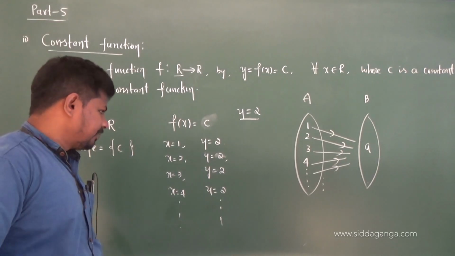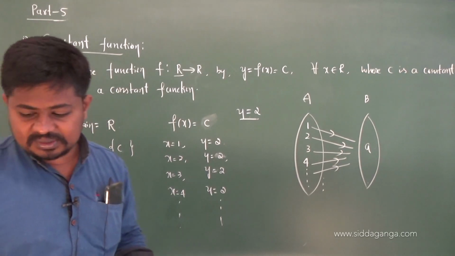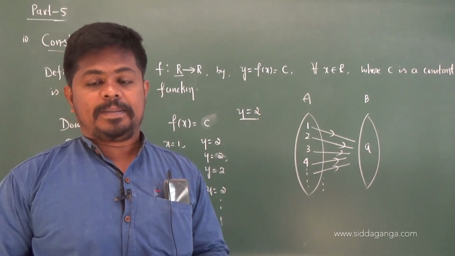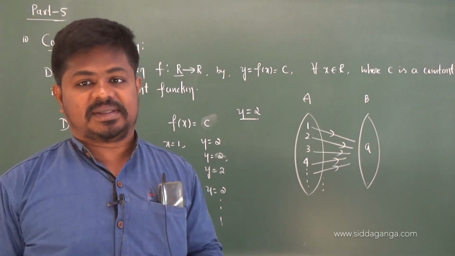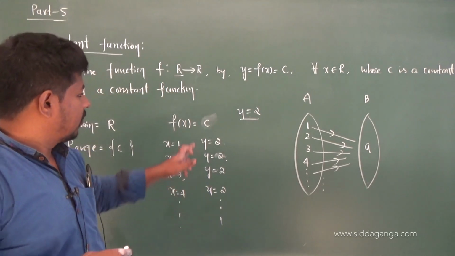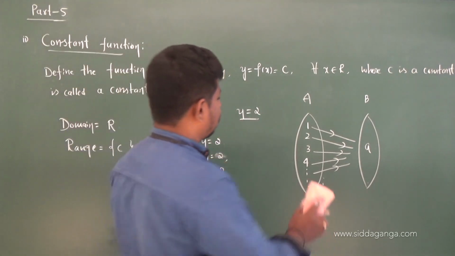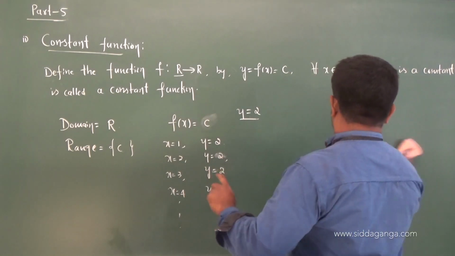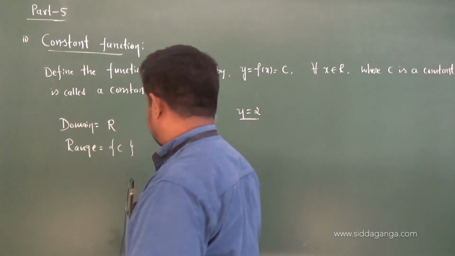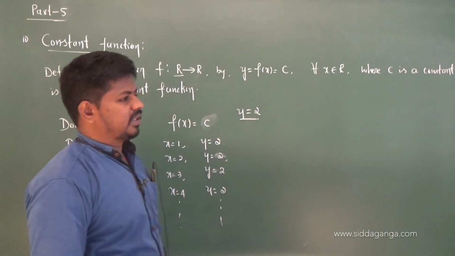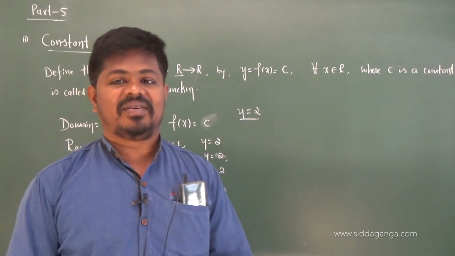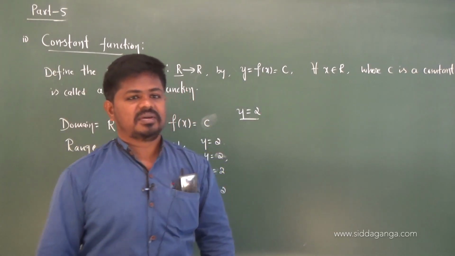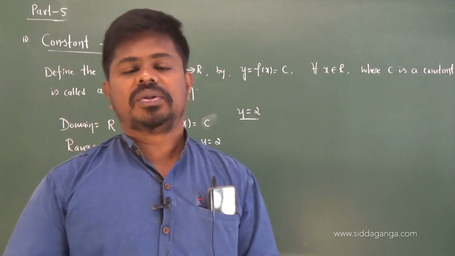What about the graph? Students, I think you learnt this before. The graph of y is equal to constant is a line parallel to the x axis. Hope you got it. In this example, y is equal to 2. Here there is no particular graph for this function. In the examination they don't ask for a particular graph for y is equal to f of x is equal to c. They ask like this: draw the graph of y is equal to 2, or y is equal to 3, or y is equal to 4.